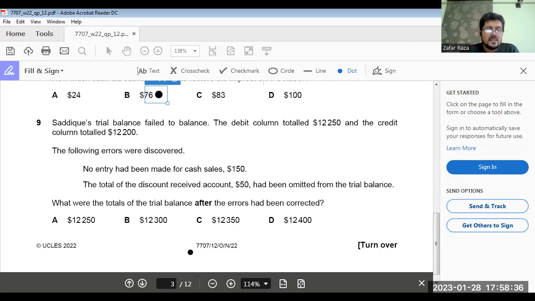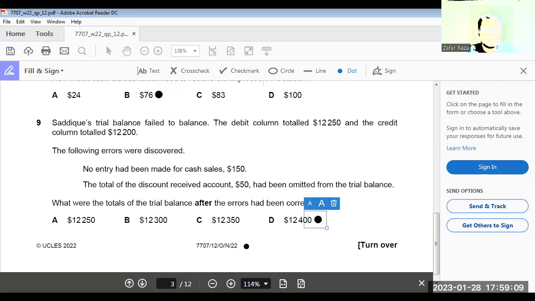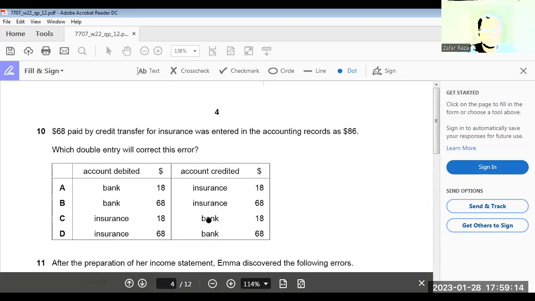Now, the 150 of cash sales and 50 of discount received. If we add to credit column, that would make 12,400 credit column. And 150 we have to add in the debit column for cash sales. So it means both of them will be balanced, agreed on 12,400. Okay, number 10.